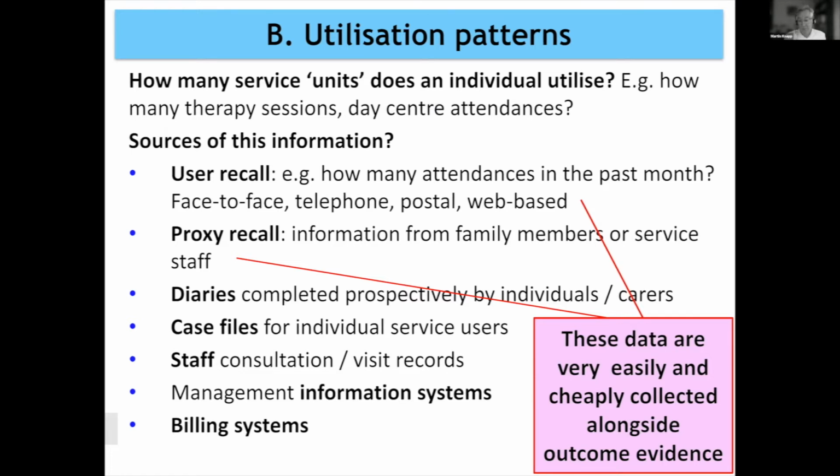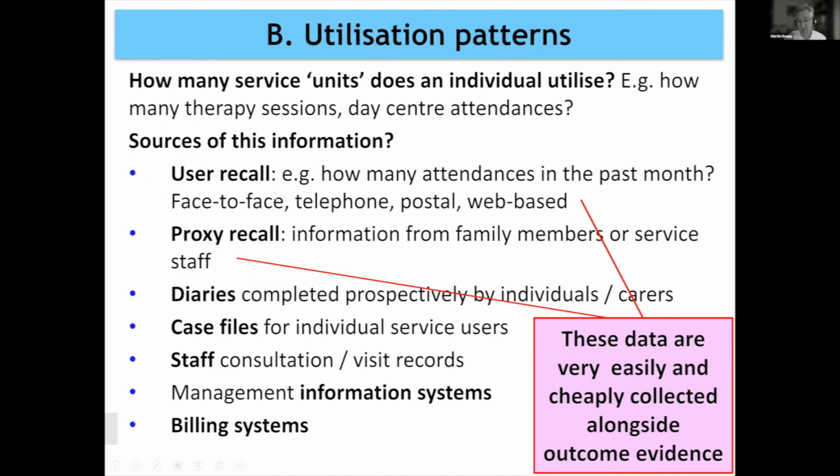The second one is how do we measure them? This is what we often call utilization patterns. And there are many ways to do this. Some of them are not immediately available. So, at the bottom there, I put management information systems or billing systems, which are sometimes used in some countries. Well, if you haven't got very good data, particularly not accessible data, then you can't use the electronic case files or whatever else.